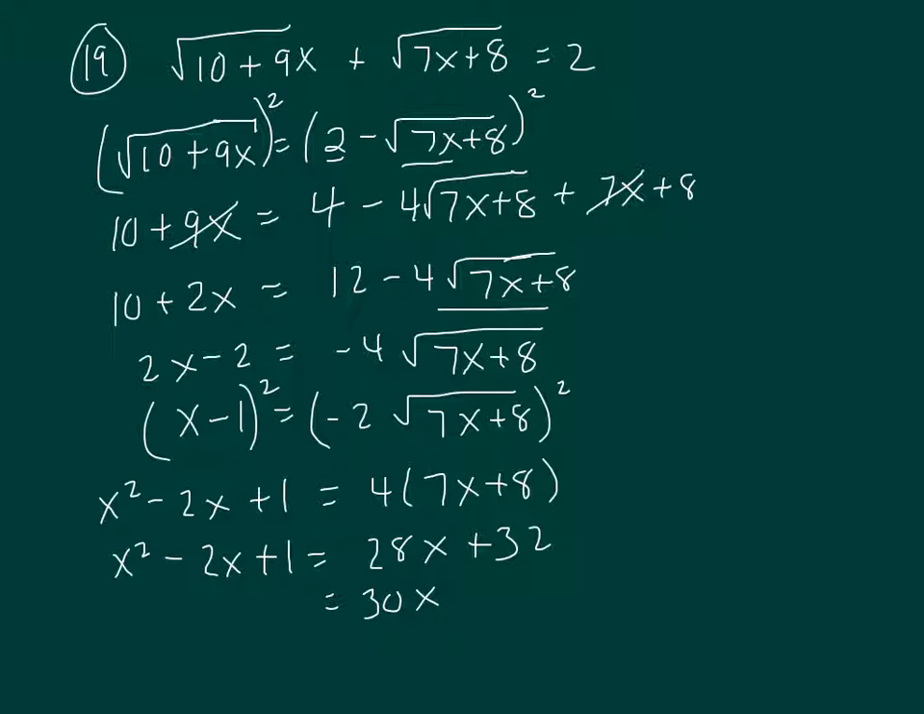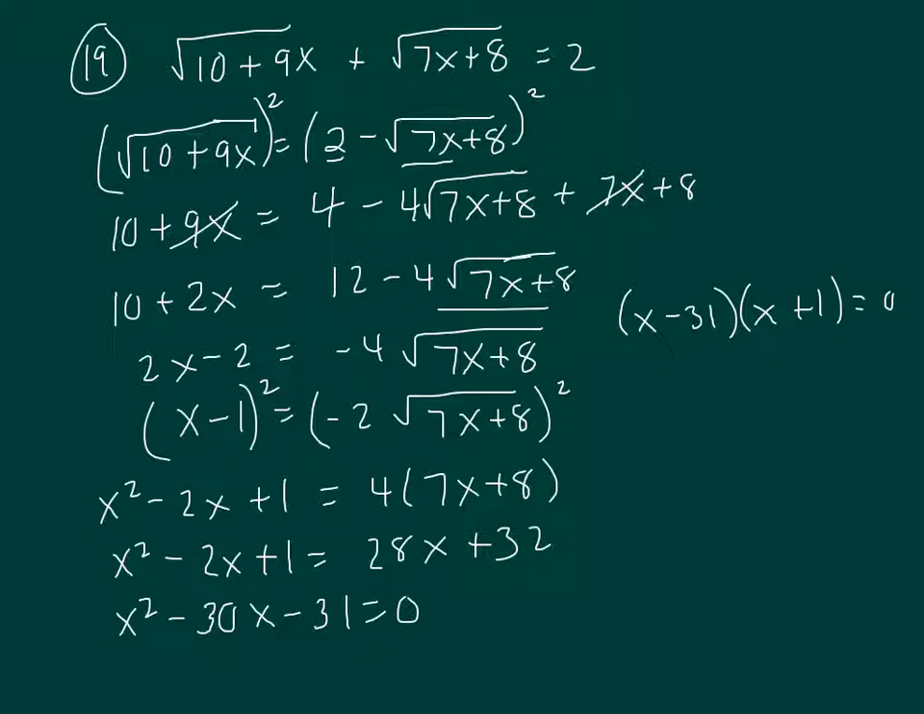Where's my eraser? This is a quadratic equation. I need to get 0 on one side. So that's going to be x squared minus 30x. I'm subtracting 28x from both sides. 30x. And then 1 minus 32 is negative 31. Equals 0. Now let's factor that. That will factor into x minus 31, x plus 1 equals 0. So that gives me x equals 31 and x equals negative 1.